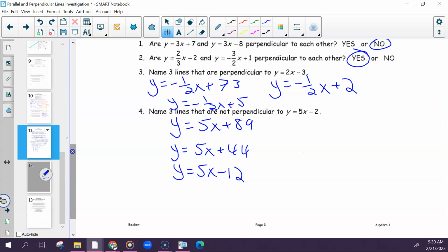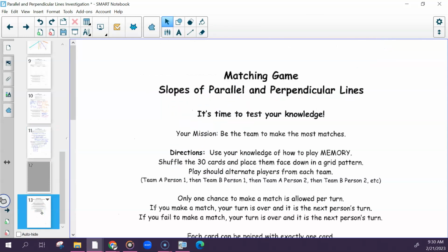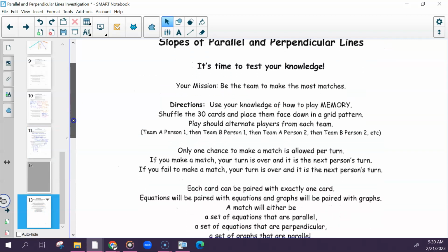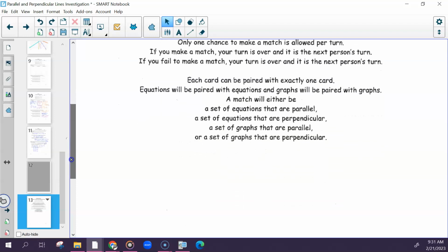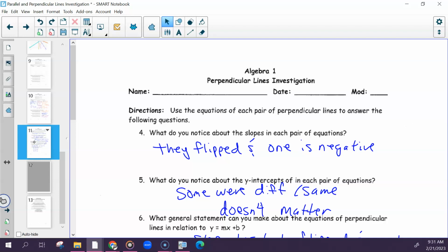You could have also said 1/5 x plus or minus whatever, because even though it's flipped, one's not negative, so it would still not be perpendicular. You could have said negative 5x because now one is negative, but it's not flipped, so still wouldn't be perpendicular. So kind of like parallel, both things have to happen. All right. So you can use it as memory. You can also match it. You guys have cards.